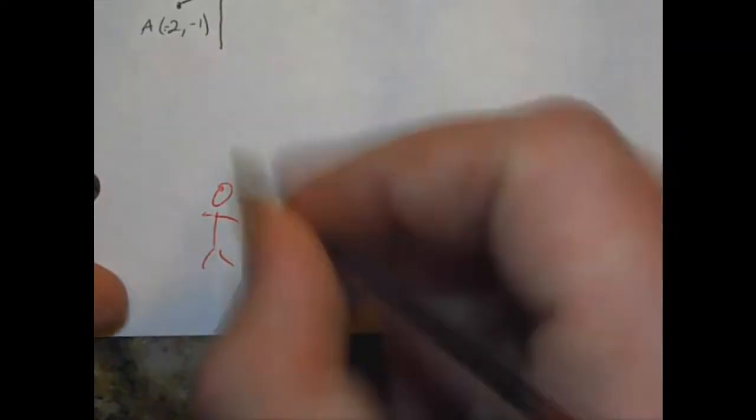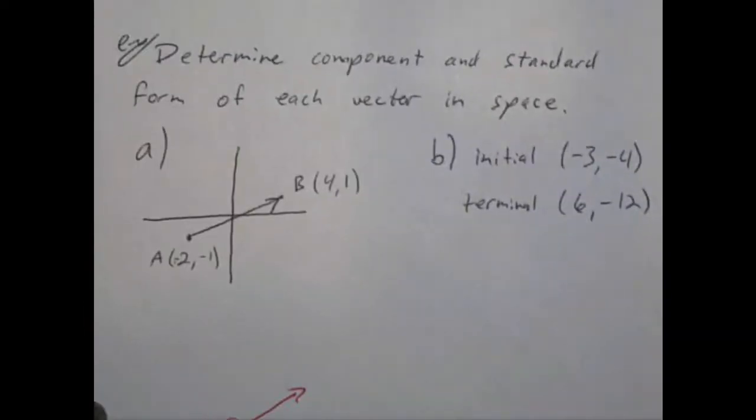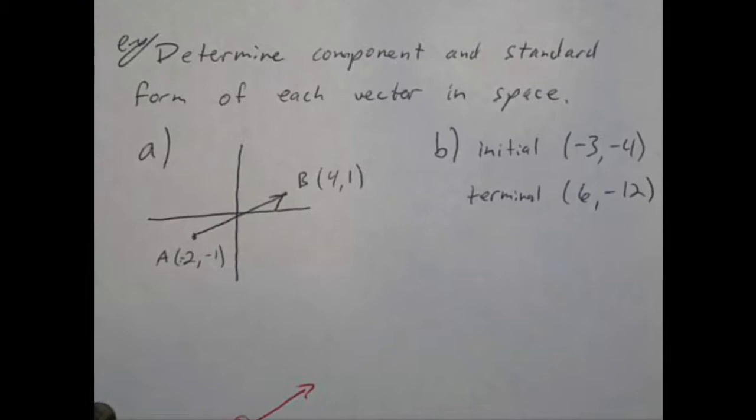So he throws a ball from there. He can also throw a ball from there. It can have the same direction and the same magnitude, but go from a different position. So we have: determine the component form for each vector in space.